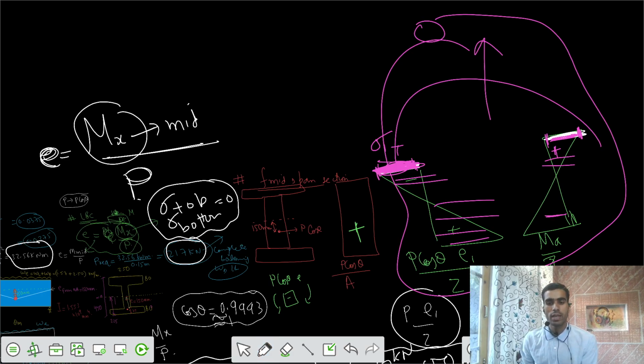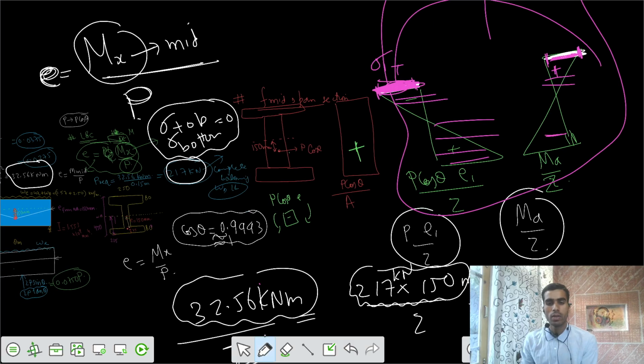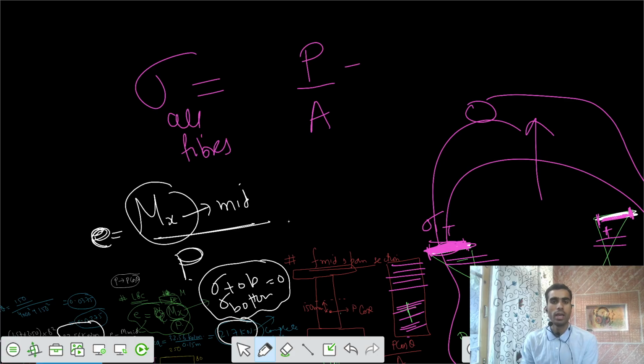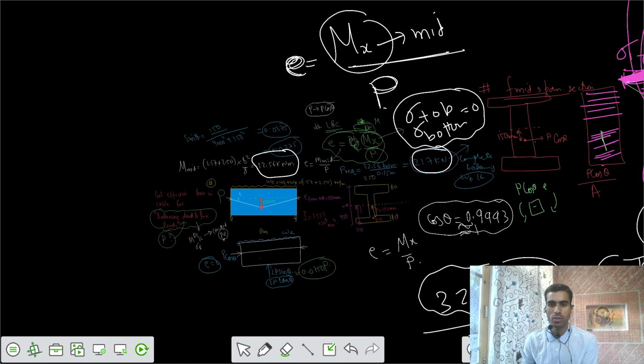So finally your stress diagram is only a rectangle having a constant stress for all those fibers equal to P cos theta by A, and that P cos theta by A we can say is equal to P by A. So stress is equal to P by A for all fibers of that midspan section, and that is equal to your P value, 217 kilonewton, by the cross section area. The area of the I section was given to you.